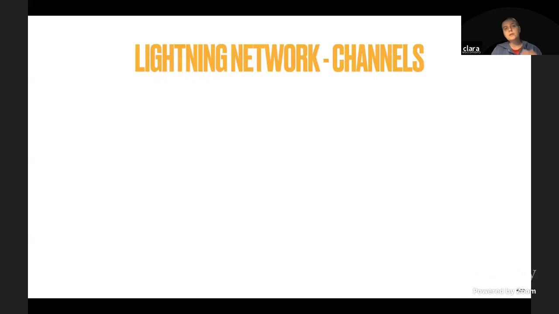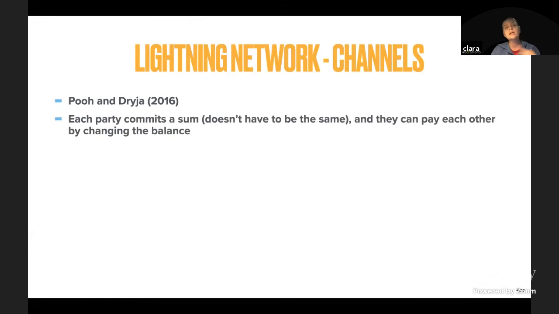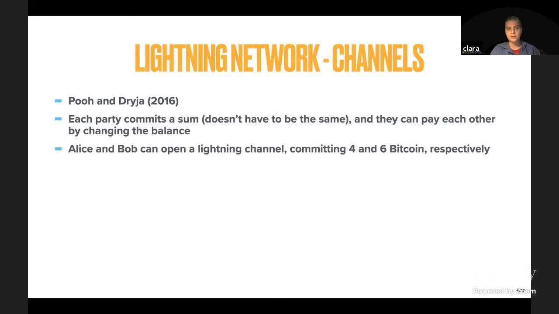So first of all, channels in the Lightning Network. So the basic of the basics, I assume a lot of you know this, but just to make sure that we know where we're standing. This was introduced by Poon and Dryja in 2016. And in general, in a Lightning channel, there are 2 parties. Each party commits a sum. It doesn't have to be the same. And once the sums are committed into the channel, they can pay each other by changing the balances.